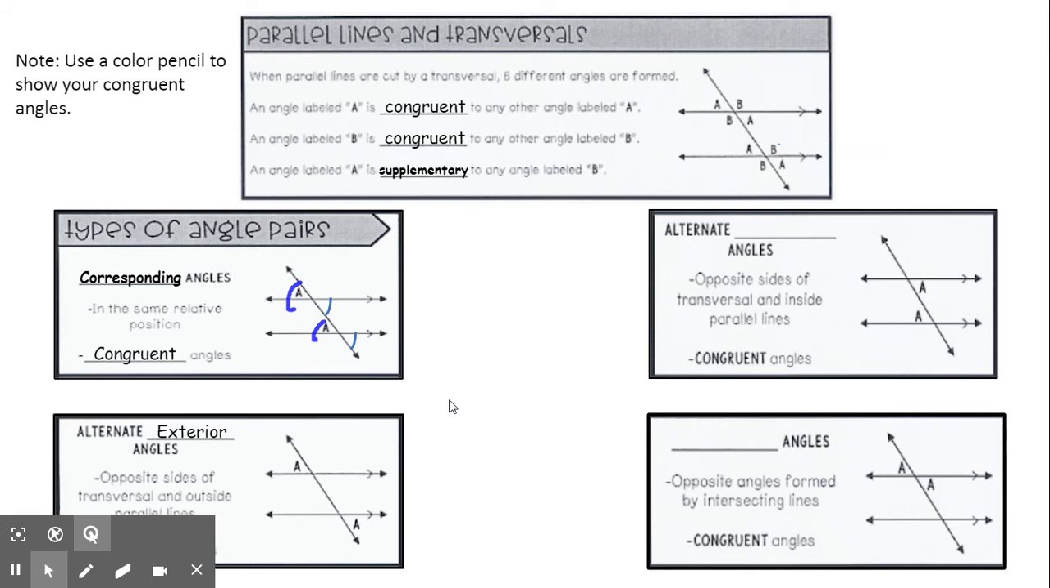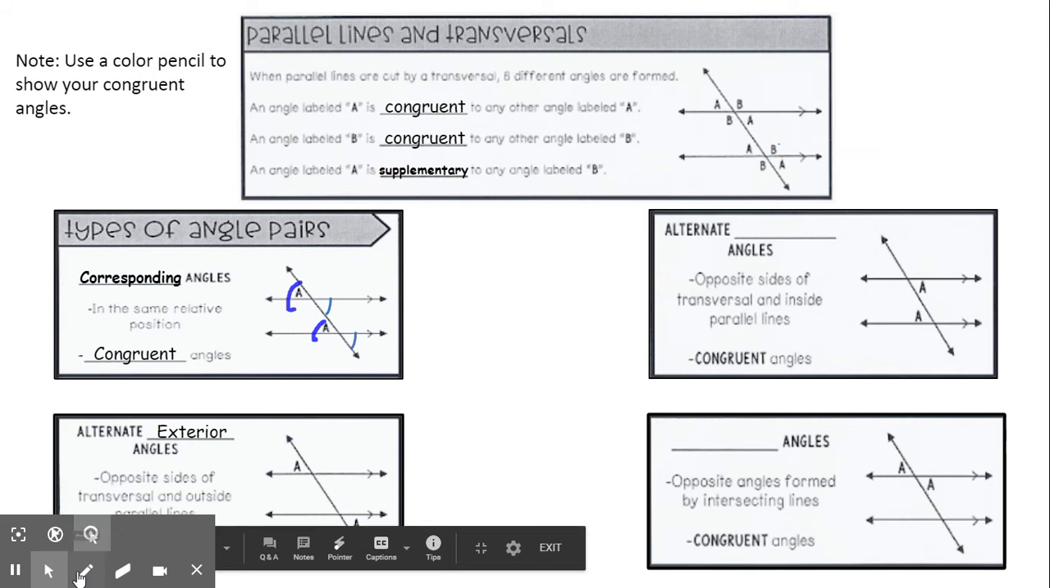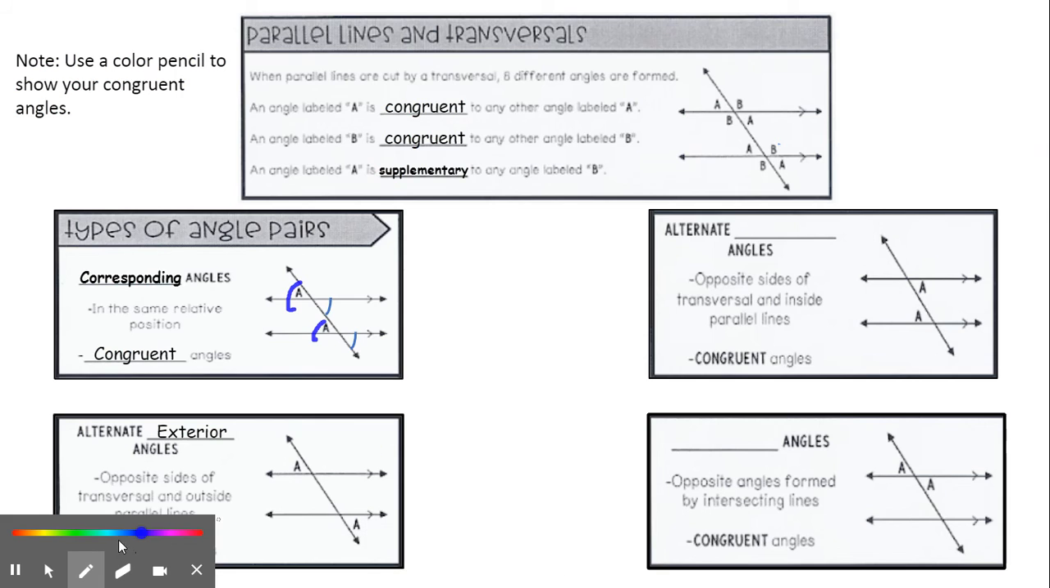Now we're going to have our alternate exterior angles. Exterior means my outside. So I want my exterior angles, and they're alternating, so they are on opposite sides. From A and A, they're alternate and they are on opposite sides.